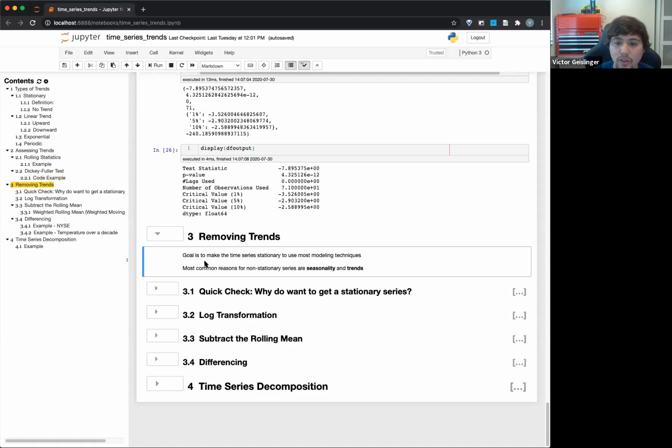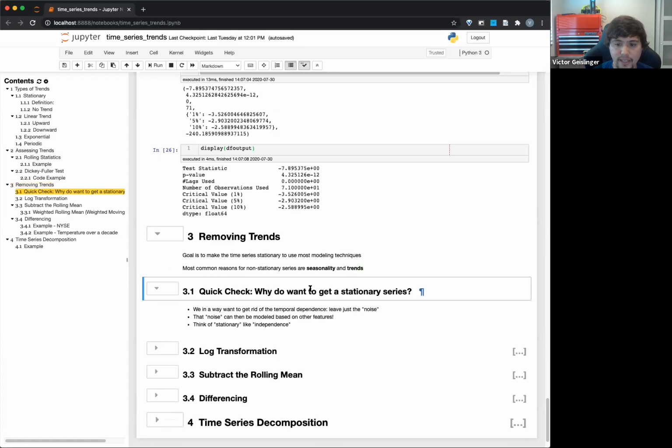So removing trends. Our goal is to take a time series and make it stationary, because most models need a stationary time series. Otherwise, you're just using the time patterns, right? There are two things called seasonality and trends. Trends are kind of like the overall reach. Seasonality is the short-term period, like your seasons, and trends are year to year to year. Okay. So quick check, why do we want to get stationary series?